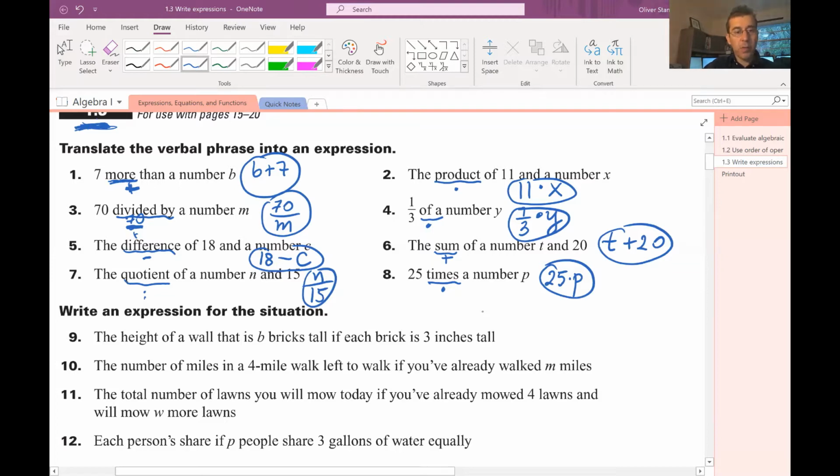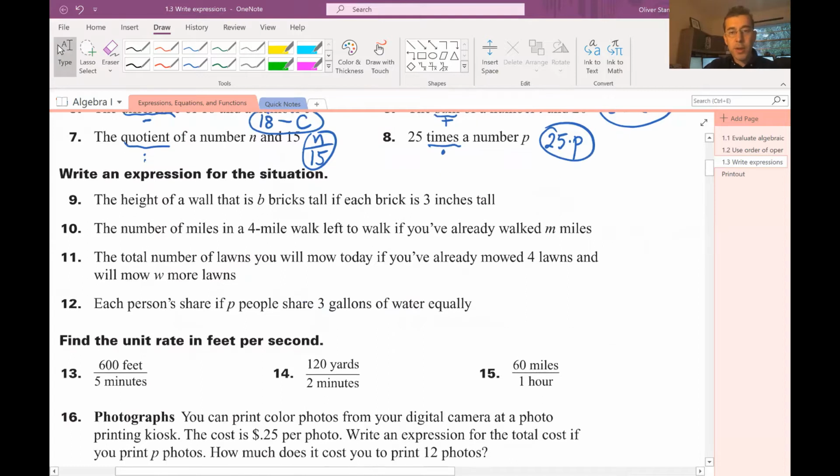The height of a wall that is b bricks tall if each brick is 3 inches tall. So what's the height of a wall that is b bricks tall if each brick is 3 inches? So it's 3 inches times the number of bricks. If it's 1 brick, it's 3 inches. If it's 2 bricks, it's 3 and 3, or 6, or 3 times 2 is 6. So in this case, the expression is b times 3.